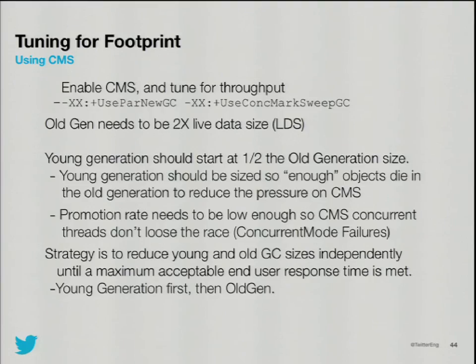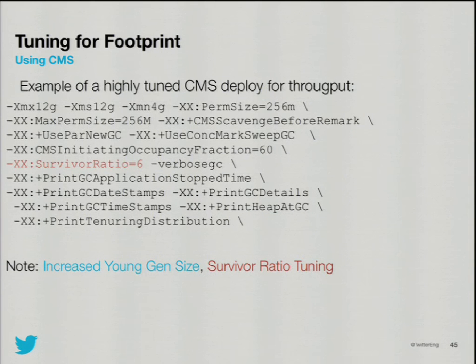The strategy is the same as with parallel GC, which is to reduce the young and old GCs independently until a maximal acceptable response time is met. Tune the young generation first, then the old generation for CMS. It avoids chasing your tail a bit because the ratios change as you change the size of the old generation. All right, here's an example of that tuning. The reason why I listed survivor ratio tuning here, and I listed it in every case for CMS, is that it's one of the knobs that you can manipulate how allocations are handled. So it's something to look at.